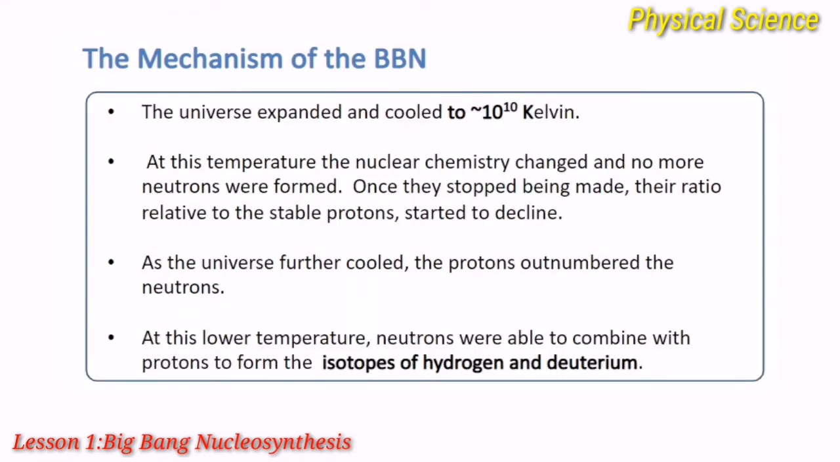As the universe expanded and cooled, no more neutrons were formed. Once the production of neutrons stopped, their ratio relative to the stable protons started to decline. When the universe further cooled, the number of protons outnumbered the number of neutrons. Also, at this lower temperature, neutrons were able to combine with protons to form the isotopes of hydrogen, deuterium.